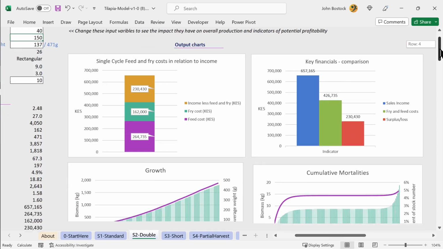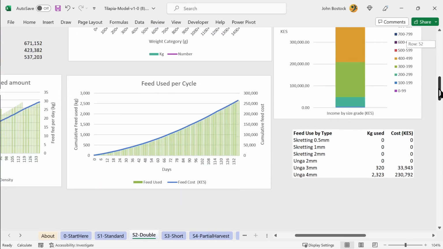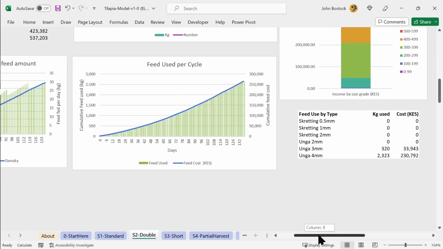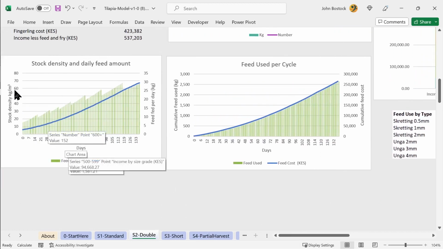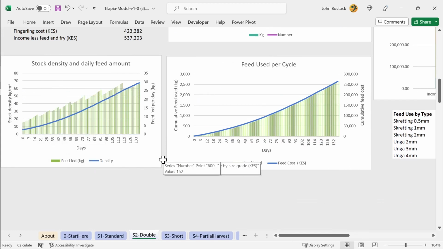Note that the stock density and daily feed amount are much higher than with the standard scenario. This is likely to lead to poorer water quality and risk of disease, which cannot be properly reflected in the model, so this type of adjustment to the model should be used with care.